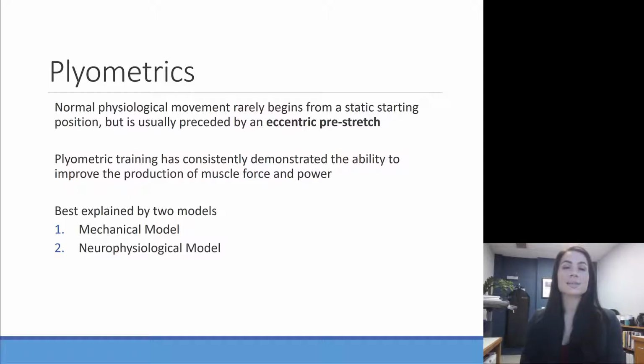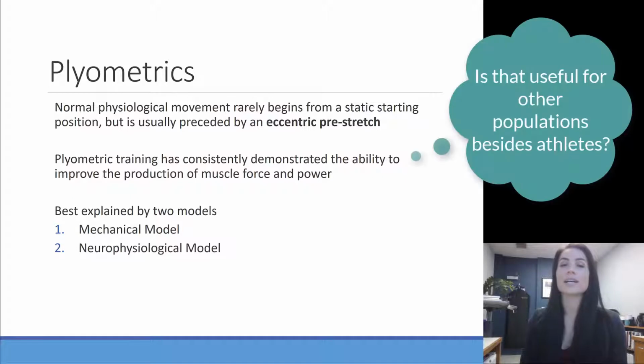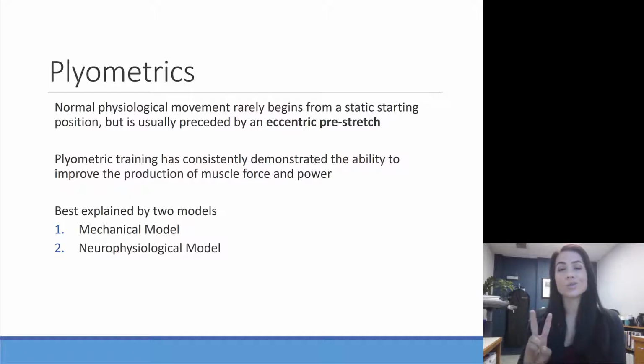Plyometric training has consistently demonstrated the ability to improve the production of muscle force and power, which is why a lot of athletes engage in plyometric training. And plyometric training can be explained with two models, the mechanical model and the neurophysiological model. And both of those are encompassed in the stretch shortening cycle. I'm going to go into those in more detail in the next lecture.